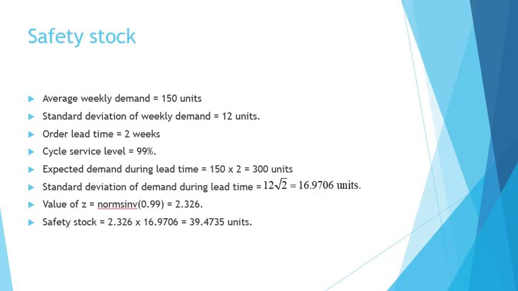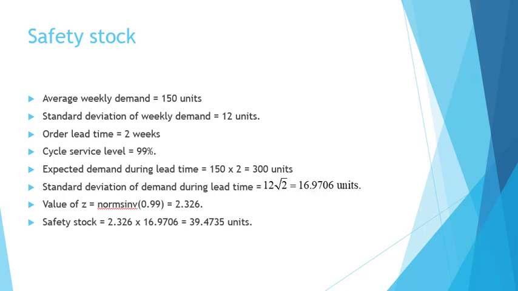Then we need to calculate also the standard deviation of demand during lead time, which is equal to the standard deviation times the square root of lead time. So lead time is 2 weeks. Consequently, the formula is 12 times square root of 2, which is equal to 16.9706 units.